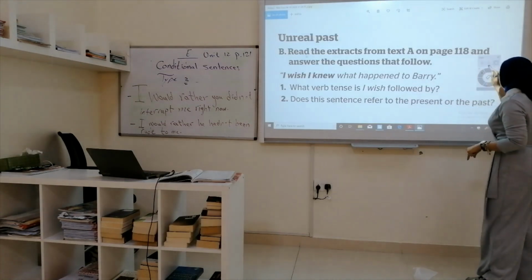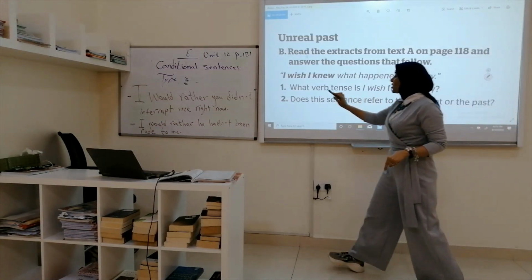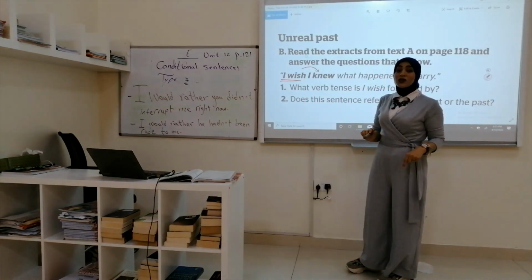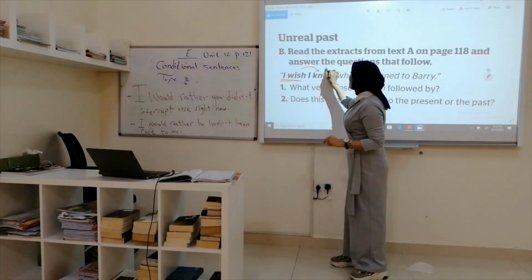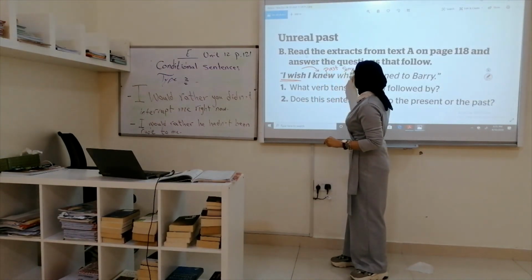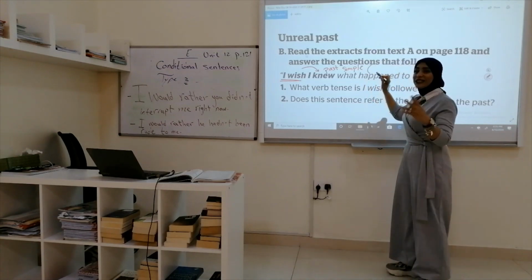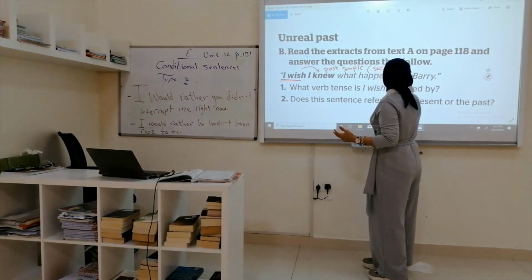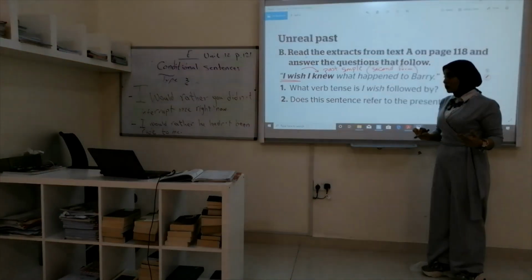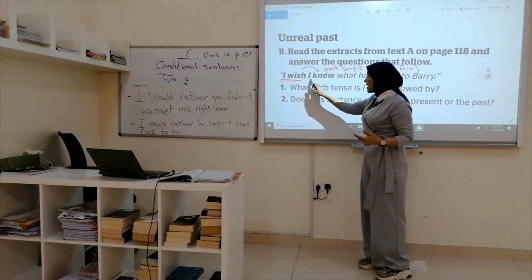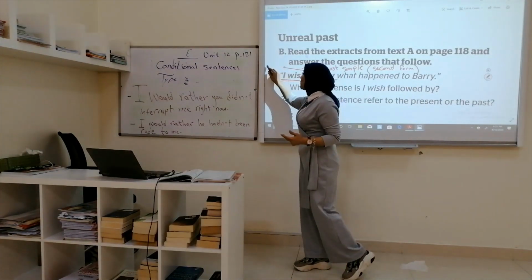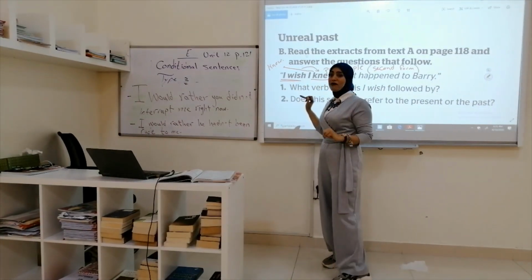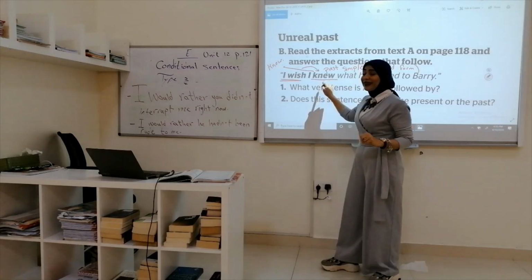What tense follows I wish? Yes, it is past simple. And I said plenty of times before that past simple is the second form of the verb. What do I mean by that? Just like I have know, and the base form of knew is know. So here it's past simple, the second form of the verb. So I wish is followed with the past simple.